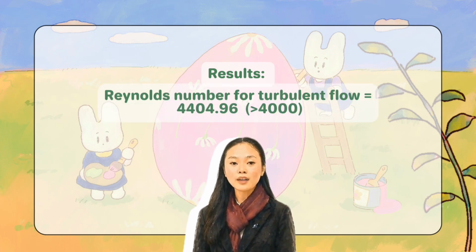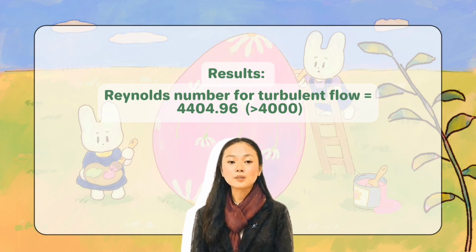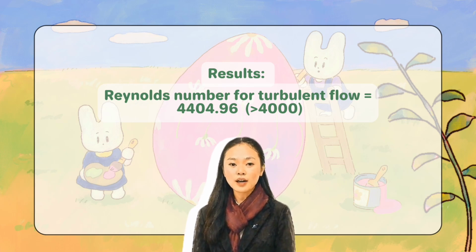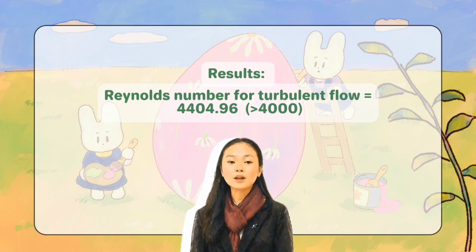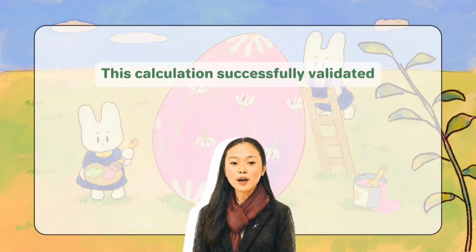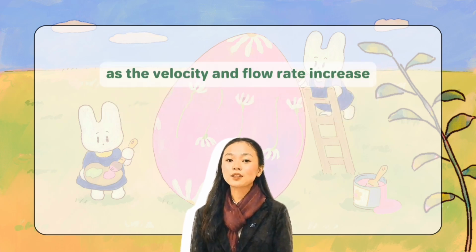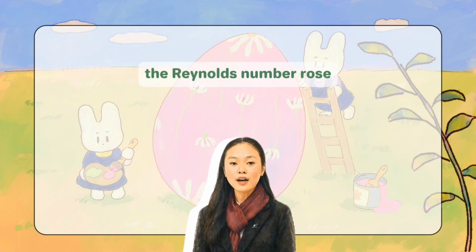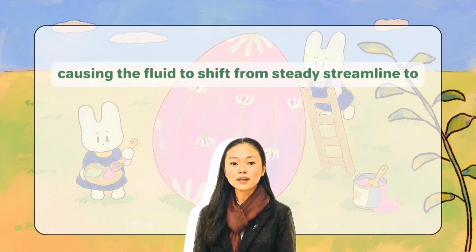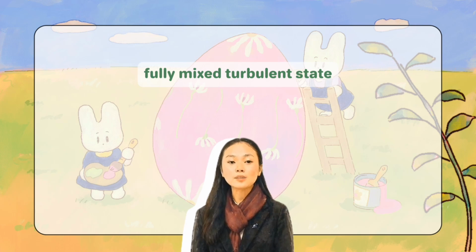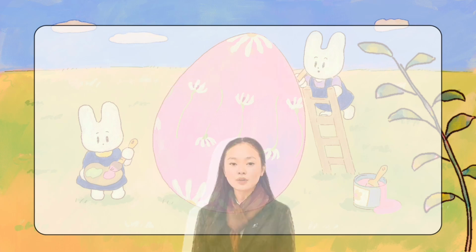Finally, for turbulent flow, our flow rate reached about 4.8 × 10^-5 cubic meters per second, resulting in a Reynolds number exceeding 4,300, confirming turbulence as it surpassed the 4,000 threshold. This calculation successfully validated our observations. As the velocity and flow rate increased, the Reynolds number rose, causing the fluid to shift from steady streamline to a fully mixed turbulent state.